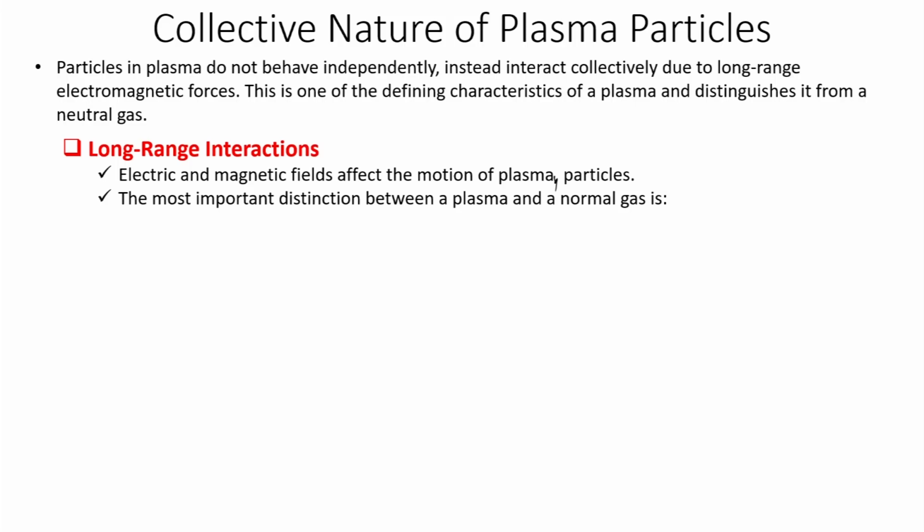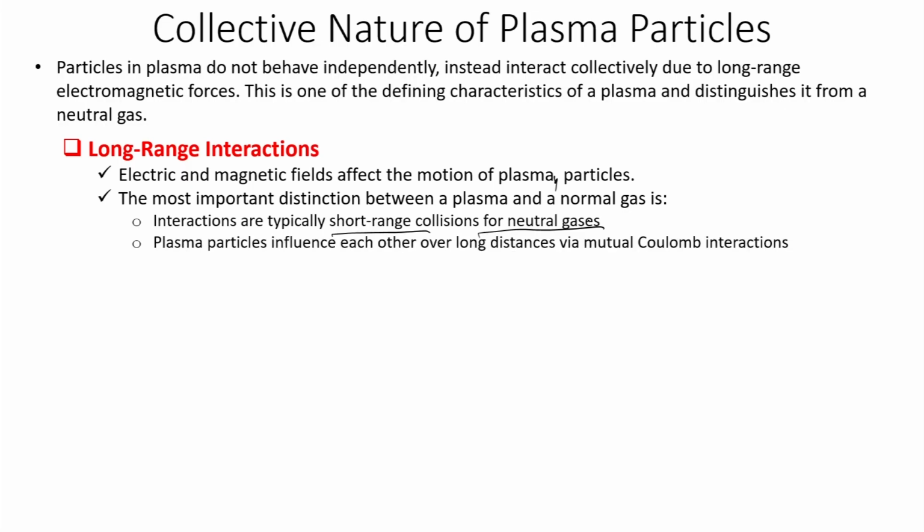The distinction between a plasma and a normal neutral gas is that in neutral gases the interactions are typically short range. But for plasma particles, the influence on each other happens over long distances via mutual Coulomb interactions. Because of this long range interaction through the electric as well as the magnetic field, we get the collective nature, and we have seen how the plasma responds to both fields. In the last class we also saw Debye shielding.